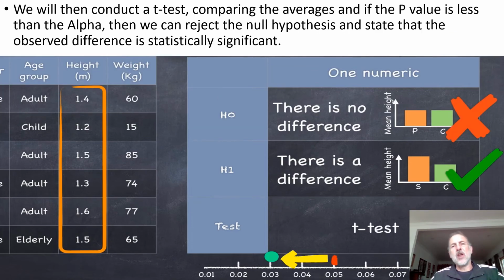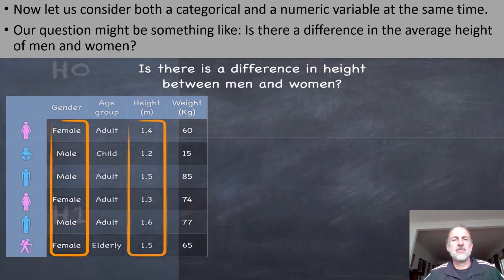What we will do next, we will conduct a t-test. And we will compare the averages, and if the p-value is less than the alpha, then we can reject the null hypothesis and state that the observed difference is statistically significant.